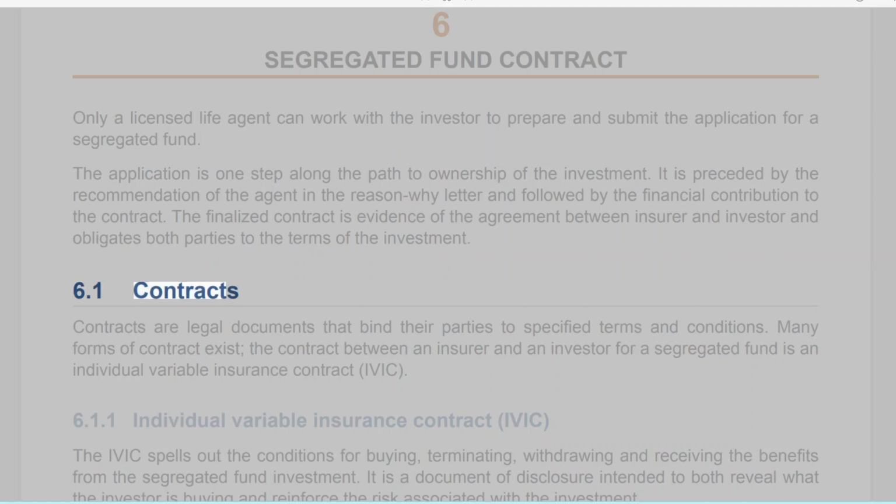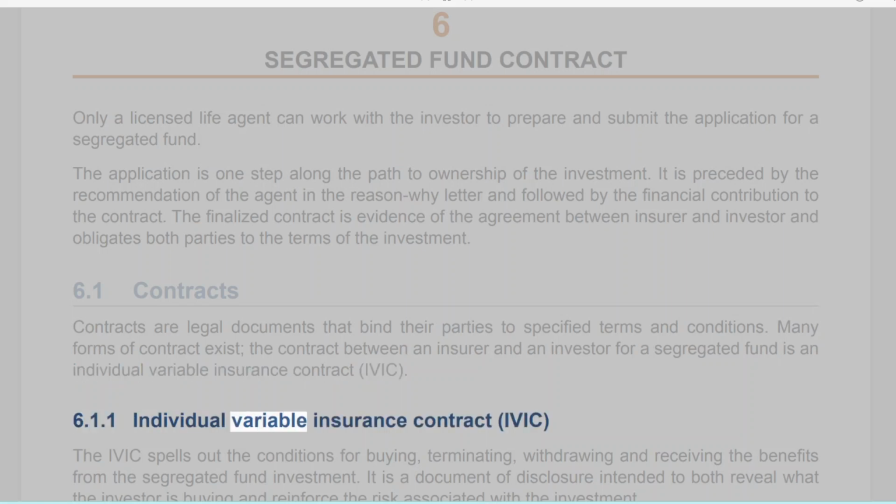6.1 Contracts. Contracts are legal documents that bind their parties to specified terms and conditions. Many forms of contract exist. The contract between an insurer and an investor for a segregated fund is an individual variable insurance contract, IVIC.